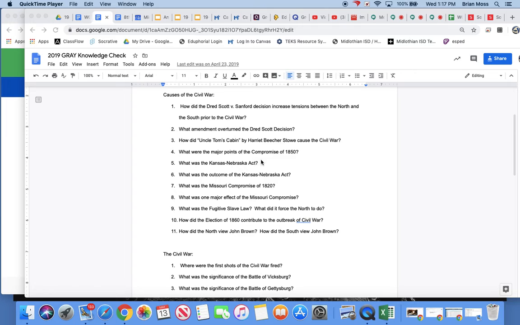What were the major points of the Compromise of 1850? Remember, 2-2. Two things for the North, two things for the South. The two things for the North would be California admitted as a free state. And the other two things for the South would be the Fugitive Slave Law would be enacted, and popular sovereignty in the western states as well.